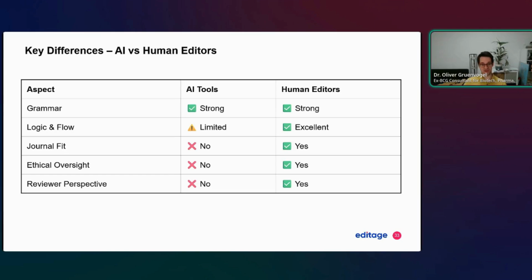What is currently mostly a bit missing for many AI tools that can be improved for such drafts is looking at journal fit, looking at the ethical oversight, and looking at the reviewer perspective. And that is where human editors, human professional editors really shine, because they have the experience, they've been through that many, many times, and they can add that little bit different perspective, different viewpoint, where they are more flexible in providing that.